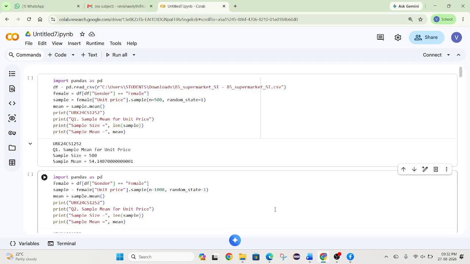Guys, today I'm going to explain experiment 5, statistical inference, from the data science ecosystem lab. In this experiment, we are using a supermarket data set and applying different statistical methods. We start with the sample mean and population mean, then we calculate confidence intervals and understand how the confidence level changes the interval. After that, we find the relationship between the variables using Pearson and Spearman correlation.